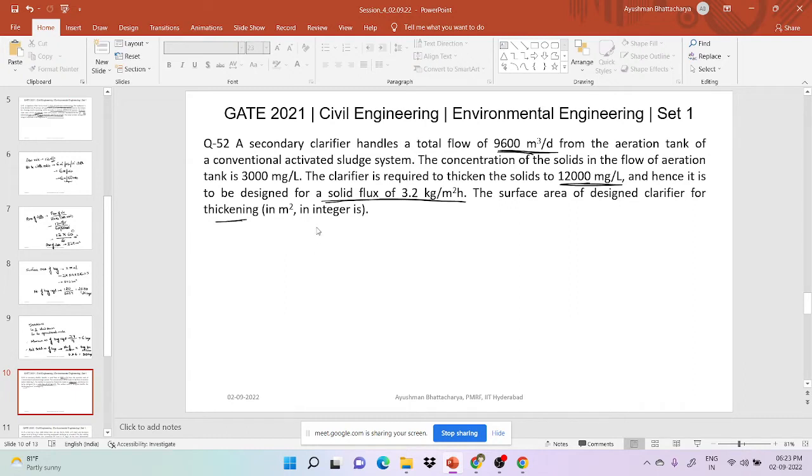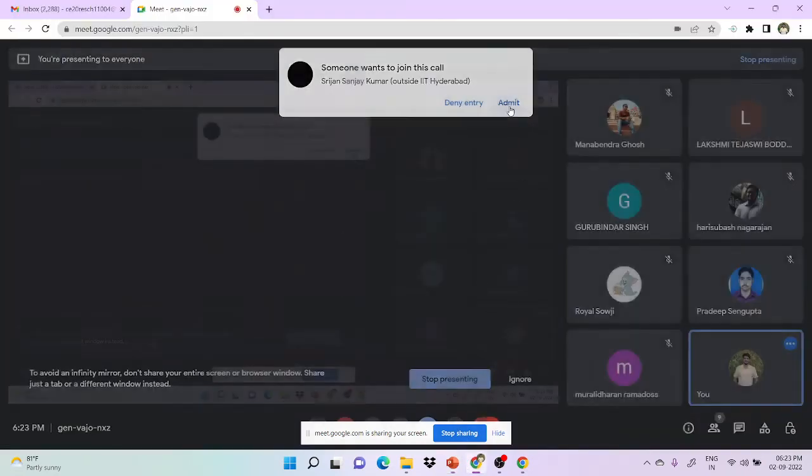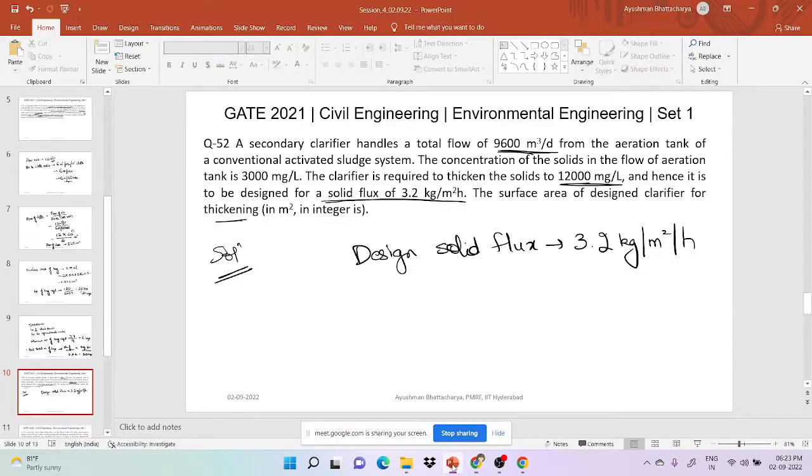First we need to see the data, and in that they have mentioned the design solid flux. So, the design solid flux is 3.2 kg per meter square per hour. So design flux is 3.2 kg per meter square per hour.